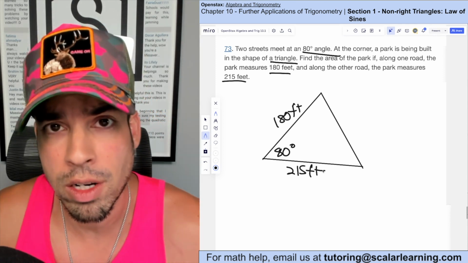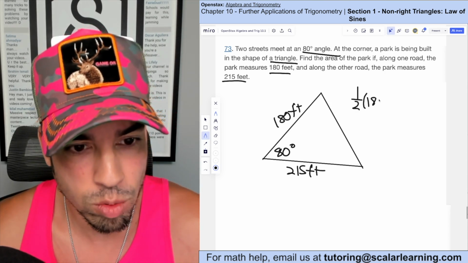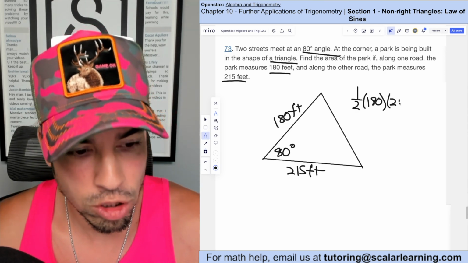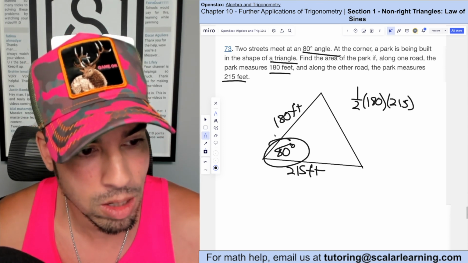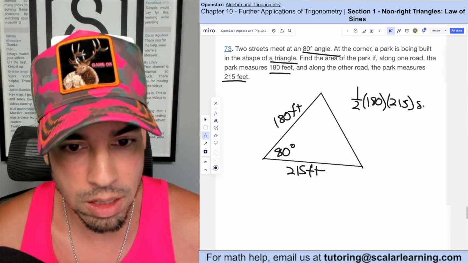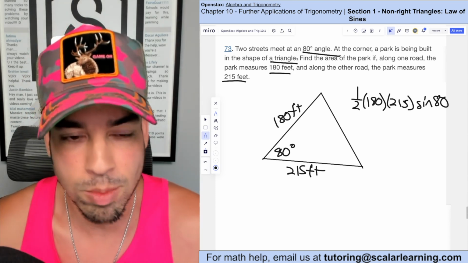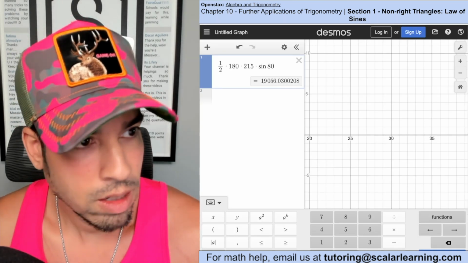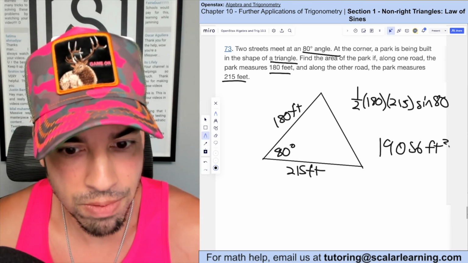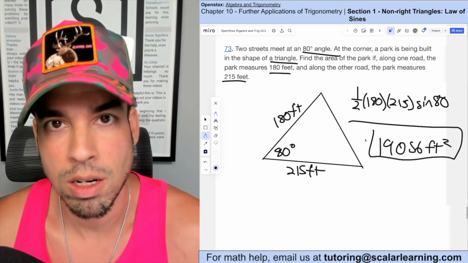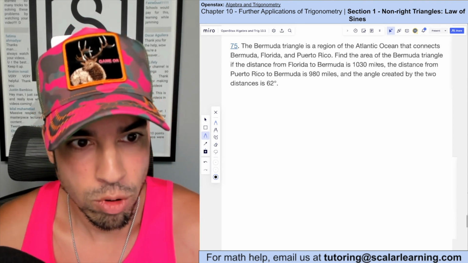So we go straight to our area formula for this. It's 1/2, and then times one of the known sides, which is 180, times the other one, which is 215. But then it's important that the known angle has to be right in the middle of these two, which it is. So then we take that and we multiply it by sine of that middle angle, 80. Let's plug it into Desmos. And we get 19,056. So it's 19,056 square feet to the nearest foot. Done.